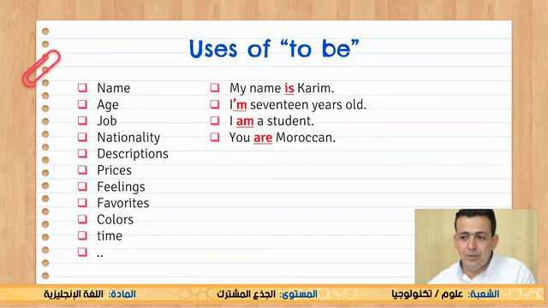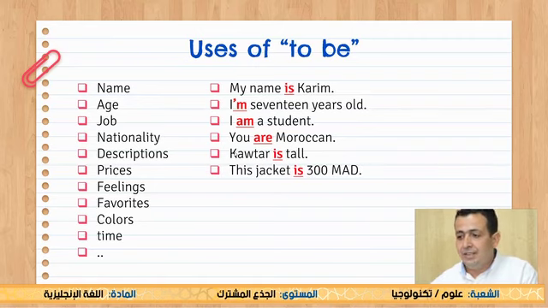Now, let's see descriptions. And here we talk about appearance or physical or mental descriptions as well. So let's see an example here. Kauthar is tall. Tall describes Kauthar, but is the verb to be. That's why we need it here. Now let's see an example of prices. This jacket is 300 Moroccan dirhams. So I am talking about the price of the jacket, but I need to be here.